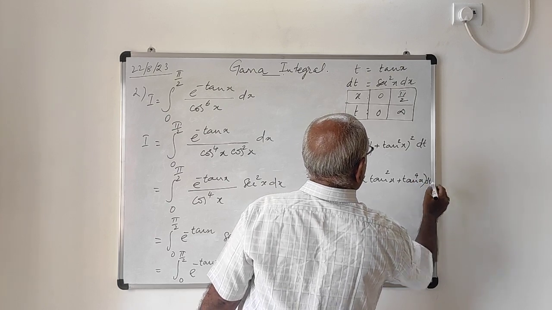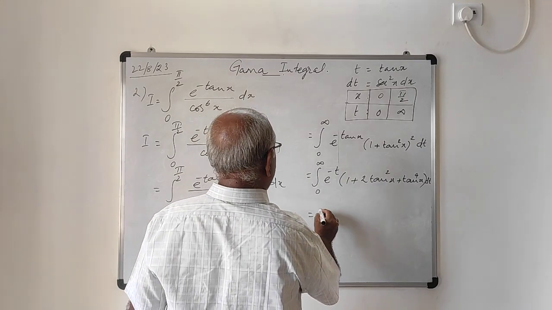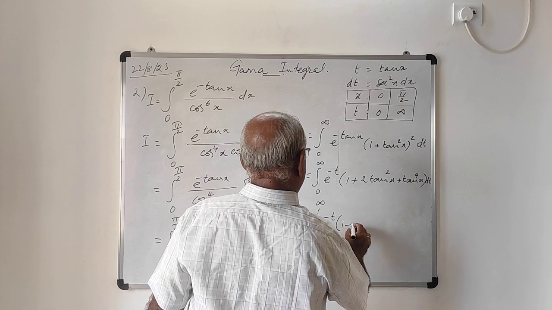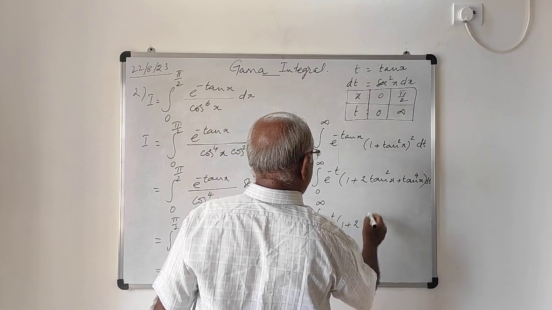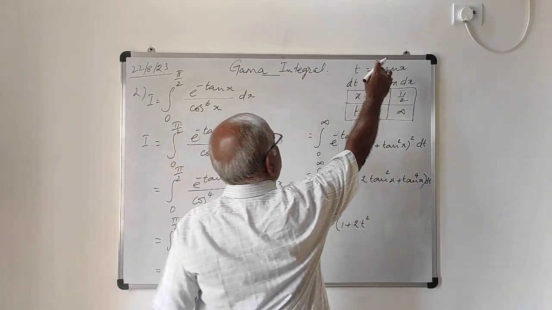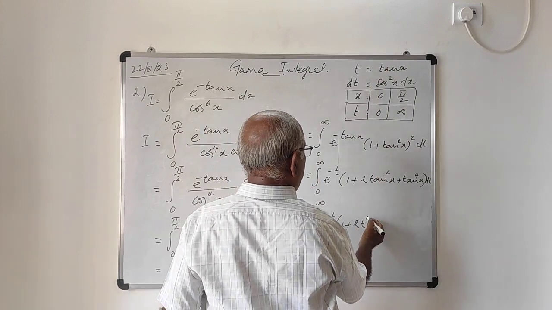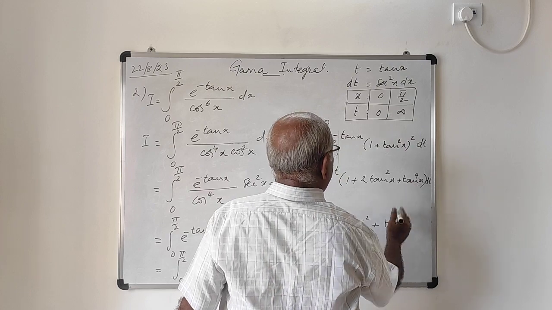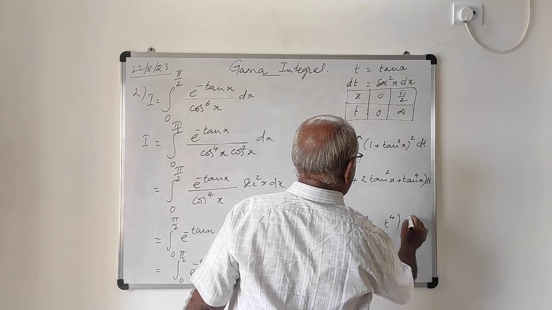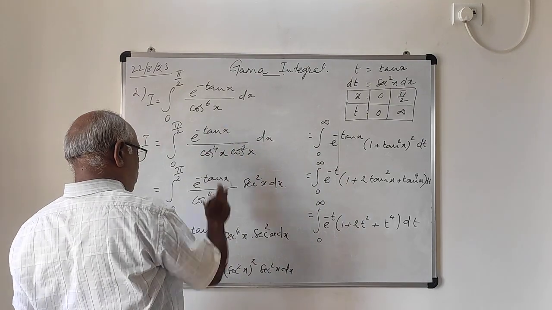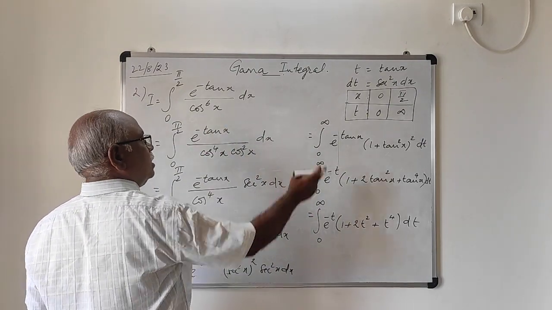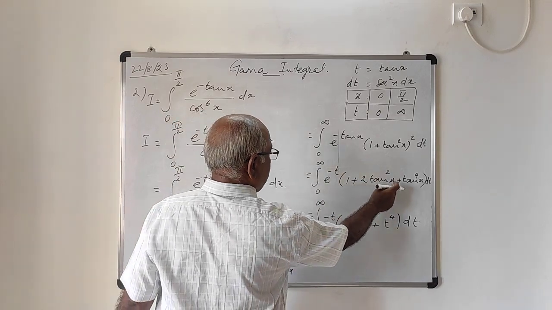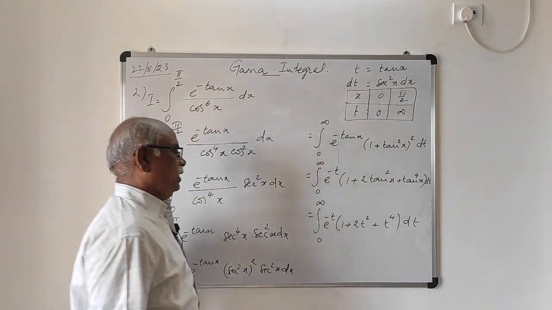Into dt. So that is again equal to integral 0 to infinity e power minus t into 1 plus 2t square plus t power 4, because tan x is t, 2 tan square x is 2t square, and tan power 4 x is t power 4, into dt. So the problem now reduces to integral 0 to infinity e power minus t into 1 plus 2t square plus t power 4 dt.